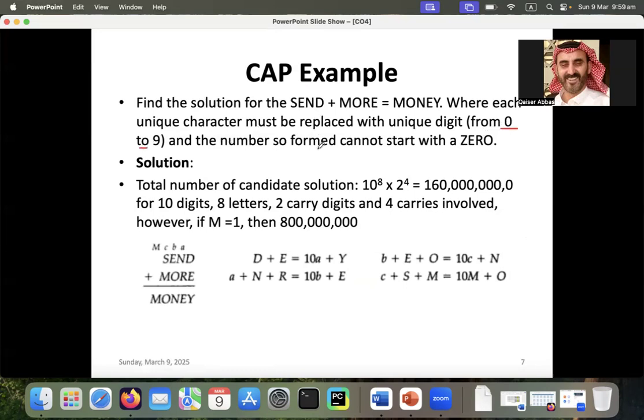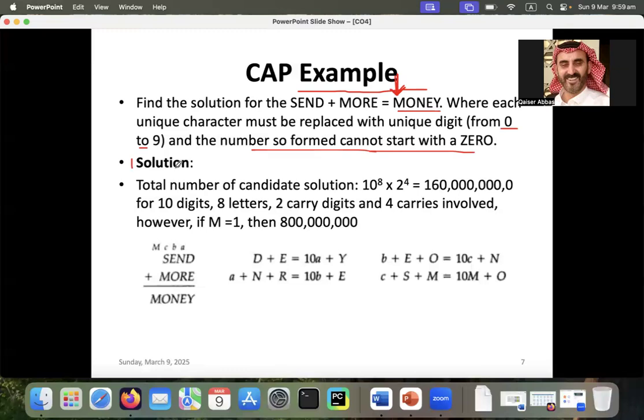The number so formed cannot start with 0. A further instruction is that when you add these two numbers and get the result, the number cannot start with 0, which means the starting digit from the left cannot be 0. This is the meaning of this sentence. Now, let's have a look at the solution.